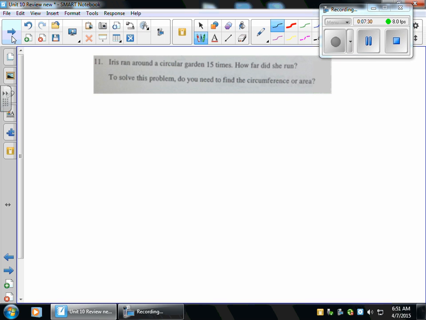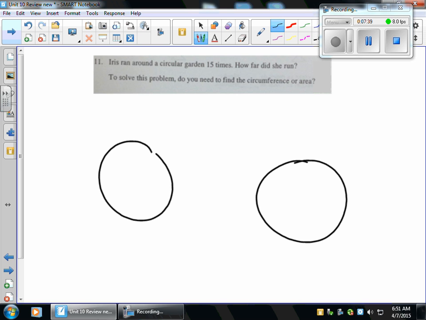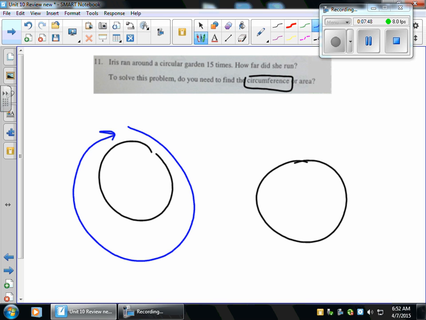Iris ran around a circular garden 15 times. How far did she run? To solve this problem, you need to find circumference or area. Well, let's look at some circles here. Circumference, that's a fancy word for saying perimeter. Okay, so I'd be going all the way around. Area, we know that means inside. So I'll put an A for area, a C for circumference. Well, let's read it again. She ran around, ding, ding, ding, circumference. Circumference is your answer.